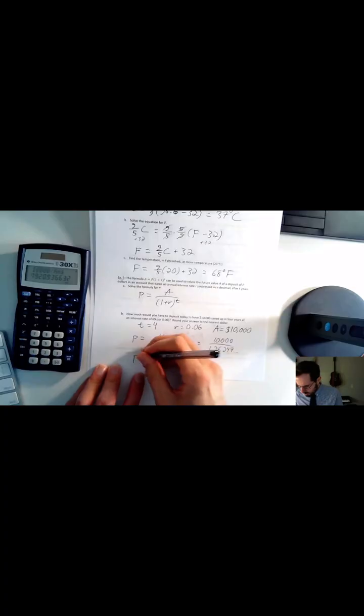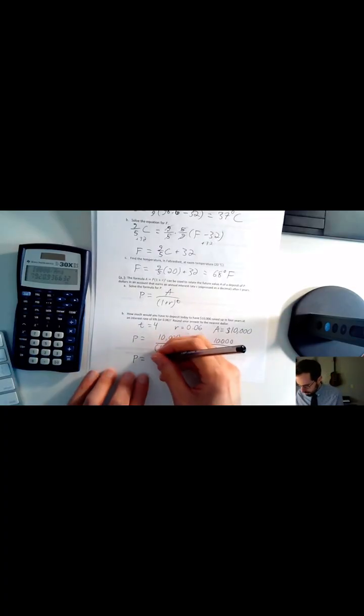Again, your calculator might have these things in a slightly different spot, but generally speaking, they all have an answer key. So if we divide 10,000 by that answer, we get this number here. And the nearest dollar here means the nearest whole number. So that would be $7,291.